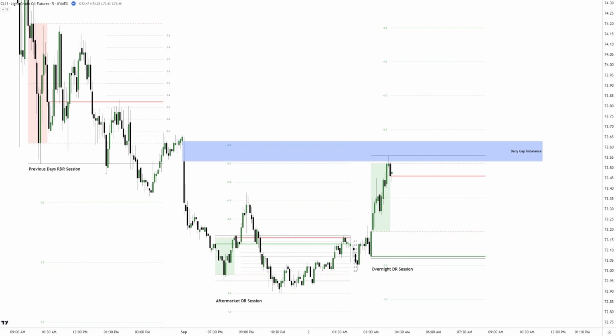Next, we highlight intraday gap imbalances. This intraday gap imbalance from the aftermarket DR session sits just above the overnight DR session lows and could act as a barrier to prevent the DR upside model from breaking down. I repeat this quite often now. The aftermarket DR session gap imbalances are very important and should always be marked out on your chart.